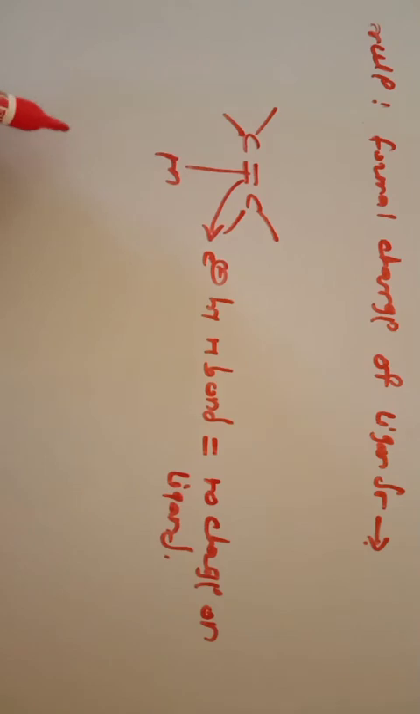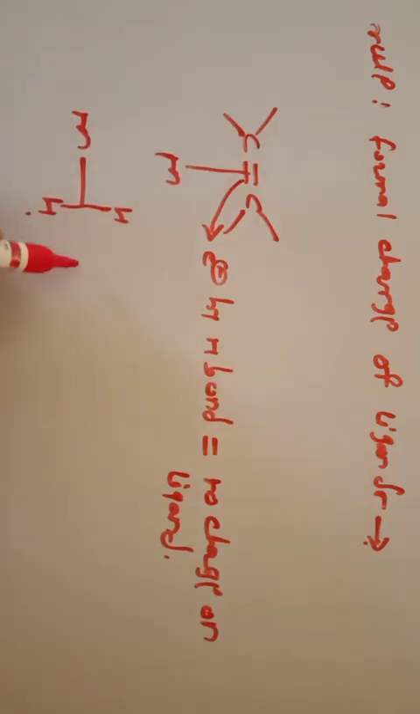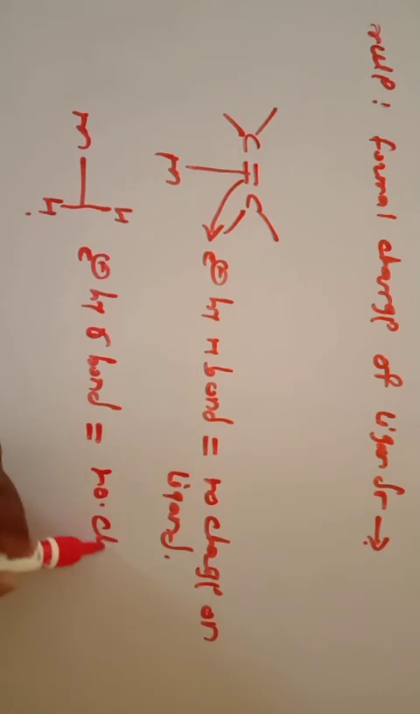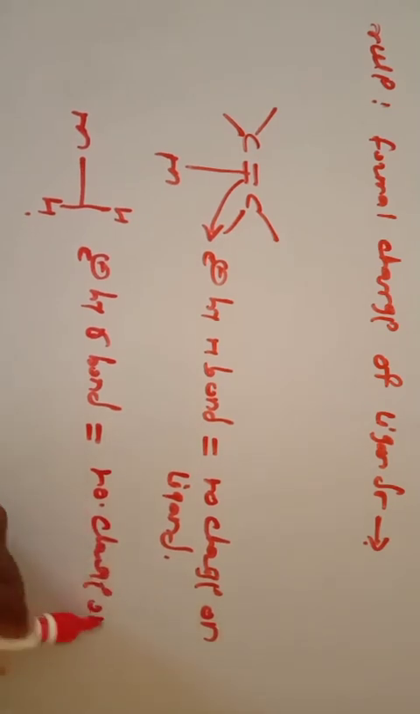Another example is donation from a sigma bond, for example hydrogen-hydrogen. The bond between the two hydrogens is a sigma bond. Whenever there is electron donation by a sigma bond, the ligand does not have any formal charge. So there is no charge on the ligand in this case also, and this ligand is considered a neutral ligand.